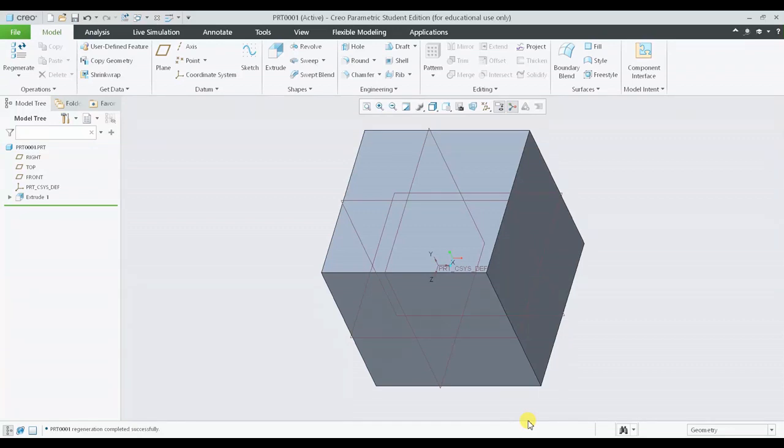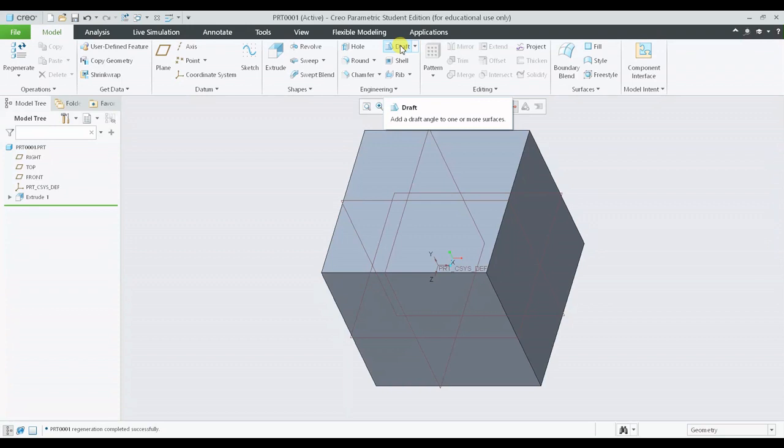In this lecture, let us discuss the next important feature in the engineering category, which is named draft. You can find the icon of the draft command exactly on the right hand side of the hole command. We have completed the discussion of hole in the previous set of videos. Now let us move on with the draft command.